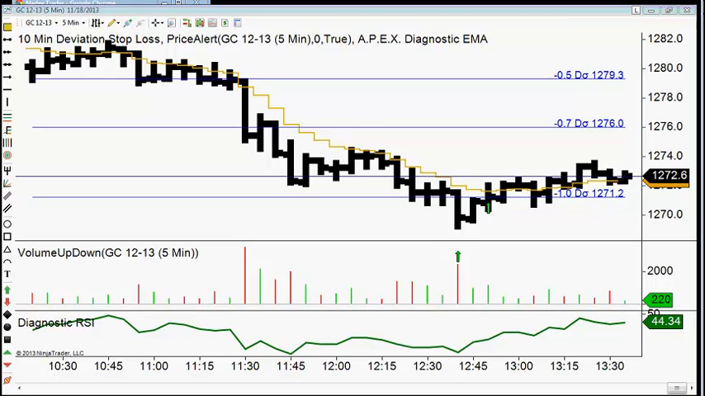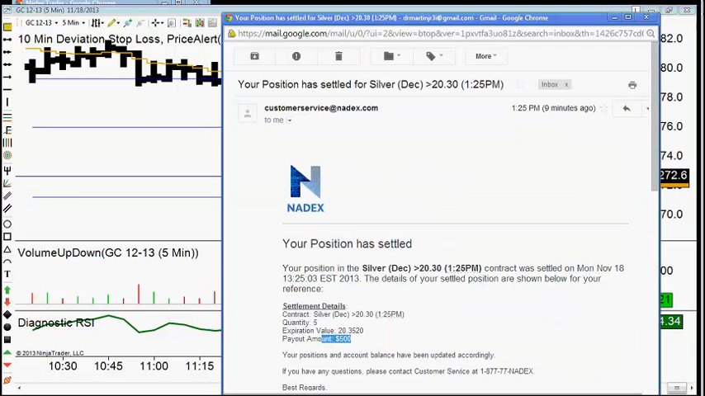All right, folks, welcome on back here to the Diagnostic Trading Hour. So all our silver contracts expired in the money. Got a nice payout right there on that. Remember, payout equals profit plus initial risk on the trade. And initial risk is always capped risk, as on Nadex, everything you do, all the risk is always capped.